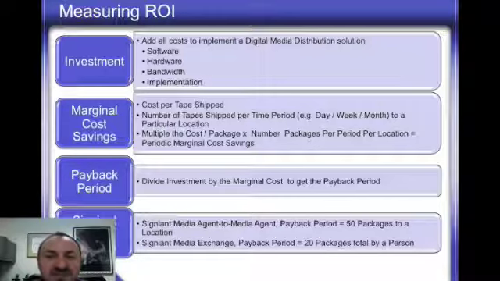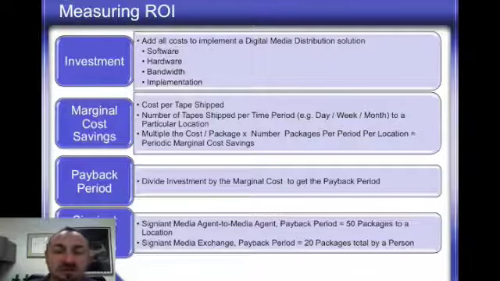solution, our payback period is typically 50 packages to a location. So if you're sending 50 packages a week, your payback will be about a week. If you're sending 50 packages to a location over 50 weeks, it's going to be 50 weeks. In most cases, we're looking at customers that are sending 10 packages a week. So you're talking about 5-week payback periods on some of these opportunities.